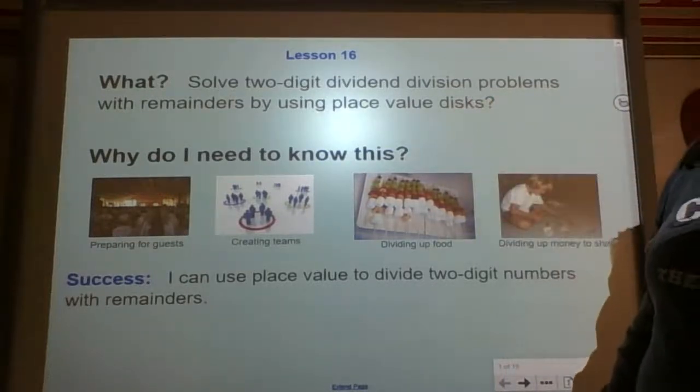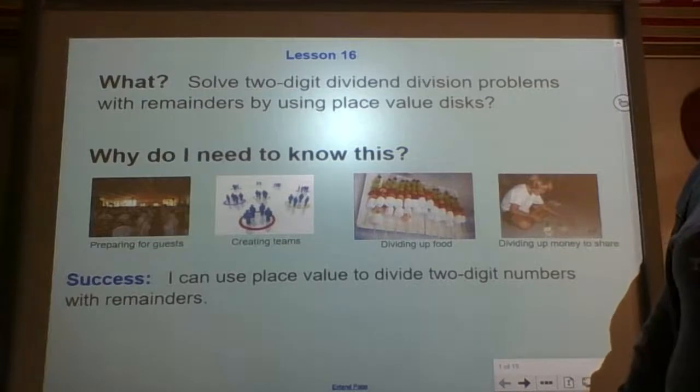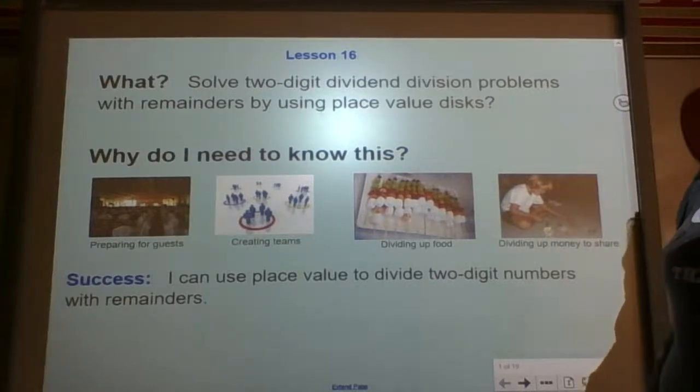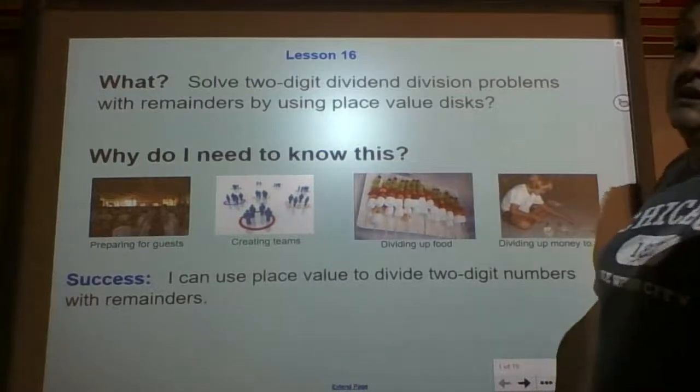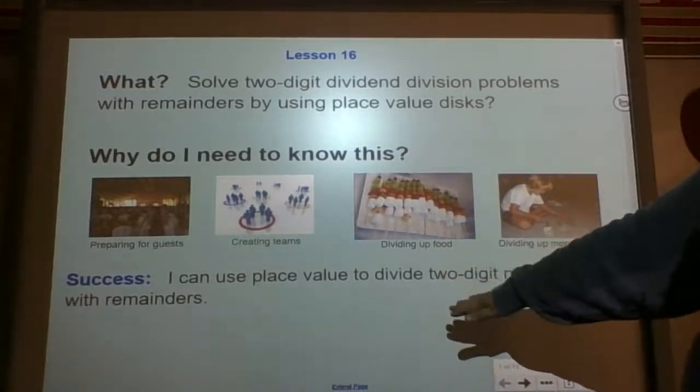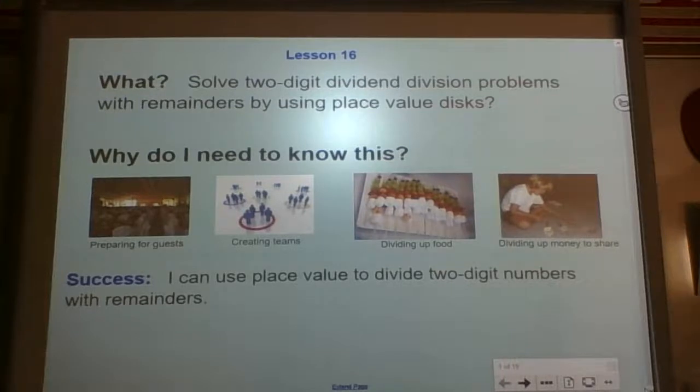I'm probably going to use tallies so you can see them on my screen, and I would suggest maybe you use tallies too because they're easier to count and find than little place value discs or circles. So how you'll know you're successful is at the end of the lesson you can use place value to divide two-digit numbers with remainders. When do we use division, you ask?